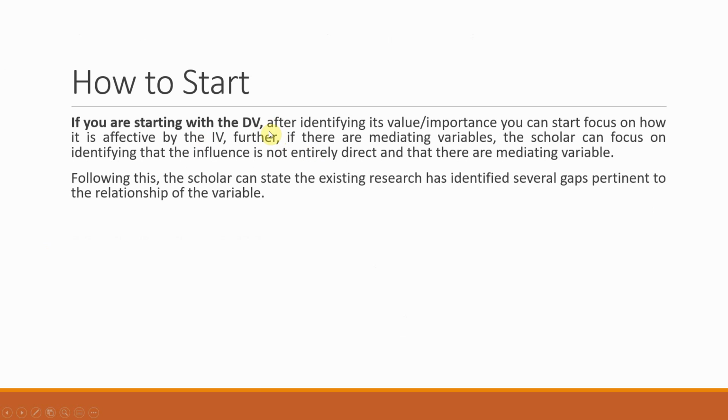Following this, if you're starting with your DV, after identifying its value and importance, you can start to focus on how it is affected by the IV. Sorry for the typing mistake. Further, if there are mediating variables, when you're starting with your dependent variable, and once you have identified its value, the next step is how it is affected by the independent variable. And then the same story again. If there are mediating variables, the scholar can focus on identifying that the influence is not entirely direct and that there are mediating variables. And following this, the scholar can state that there are several gaps pertinent to the relationship between the variables.